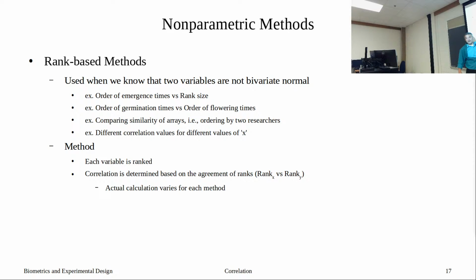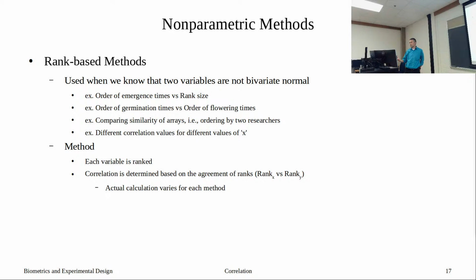We wouldn't use Pearson's. We'd probably use Kendall's tau to do that. Right. And also, if we have different correlation values for different values of x, so this would be a case where maybe you have a positive correlation at small values of x, but then a negative correlation at large values of x. In that case, we don't want to use Pearson's. We want to use some other rank-based method.